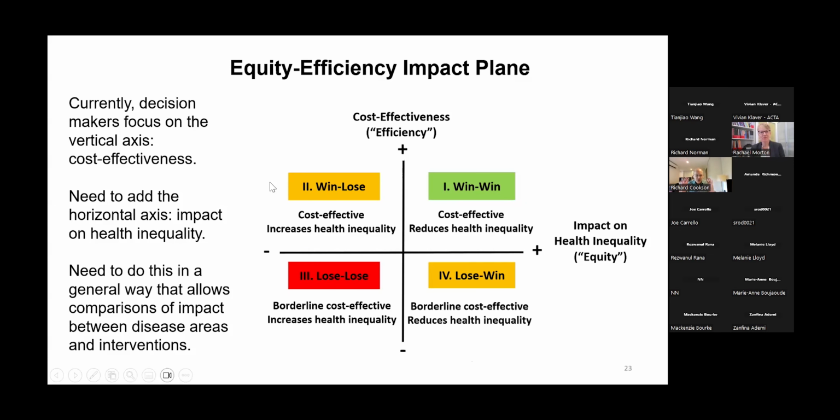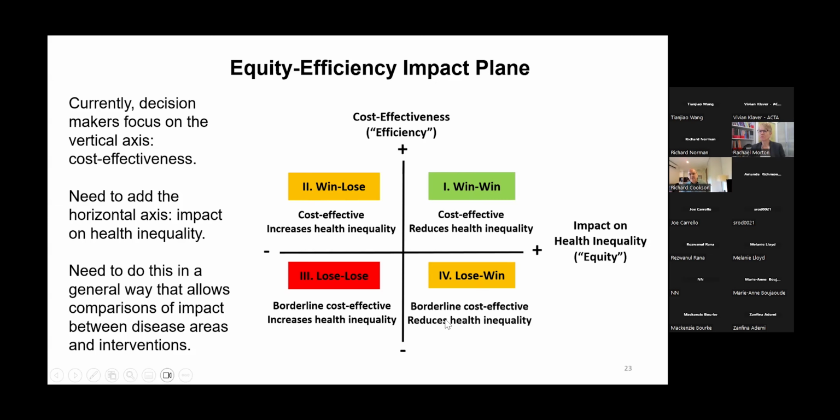Okay. Another key concept is the equity efficiency trade-off plane, or impact plane. If you're cost effective and you're reducing health inequality, you're in that nice green win-win quadrant. If you're neither, you're in the red. And sometimes you've got trade-offs. You might be really cost effective, but you might increase health inequality. This is your classic public health preventive intervention where more advantaged people take it up. So it's really cost effective, but it tends to increase health inequality. Can we redesign that public health intervention to reach more disadvantaged people and to benefit them more?